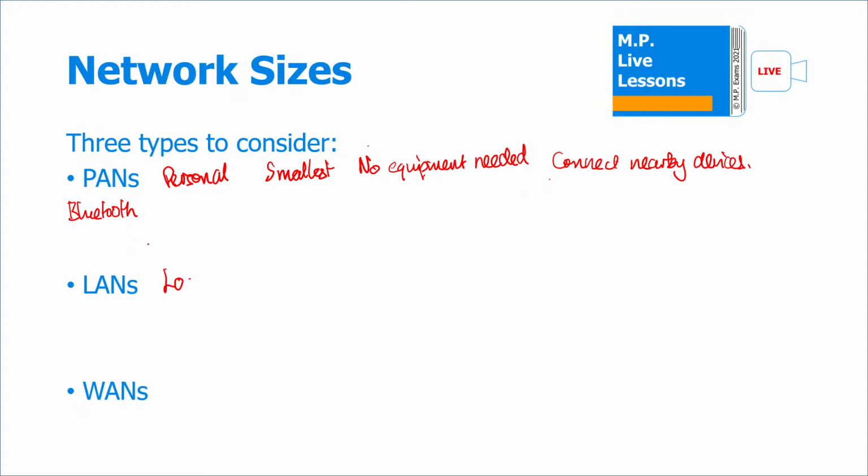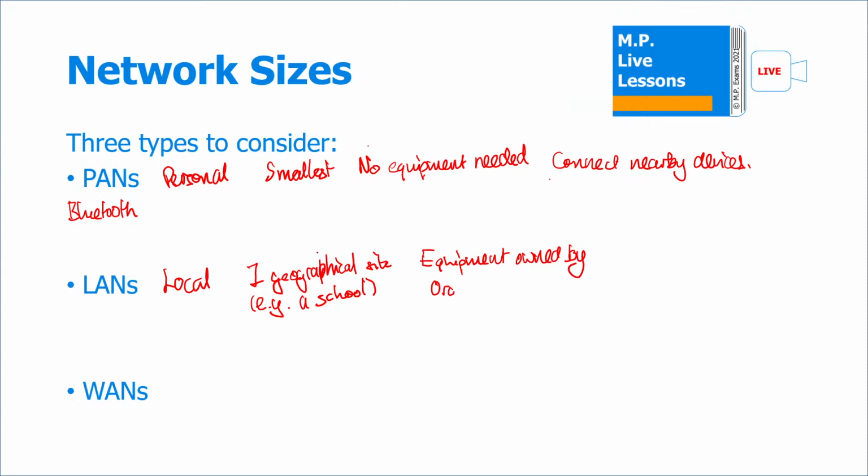LANs are local area networks, and they span just one geographical location, such as a school. And there is equipment needed, but the equipment is owned by the organization. And it connects many various devices.